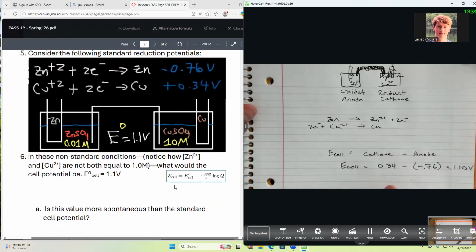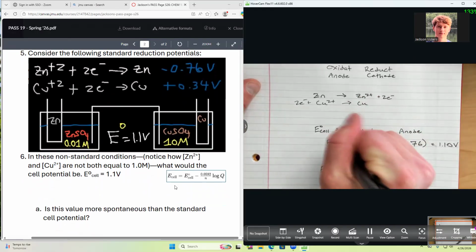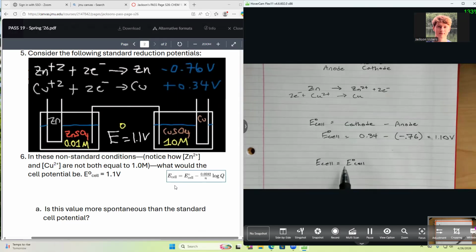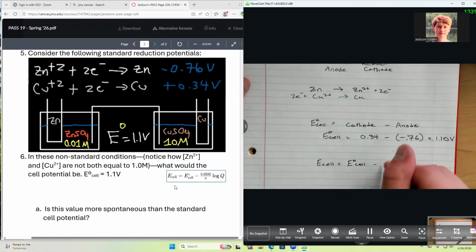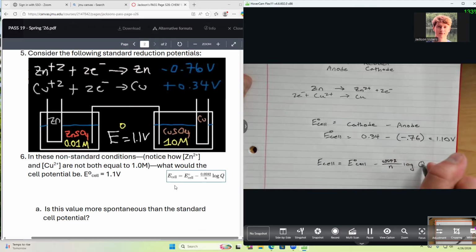E cell equals E standard cell potential. And I should go back and clarify that this formula, cathode minus anode, is specifically for finding the standard cell potential. We can find a non-standard one, though, with the Nernst equation. So that's going to be equal to the standard cell potential minus 0.0592 over n times the log of Q. And in this case, n is the number of electrons being transferred.